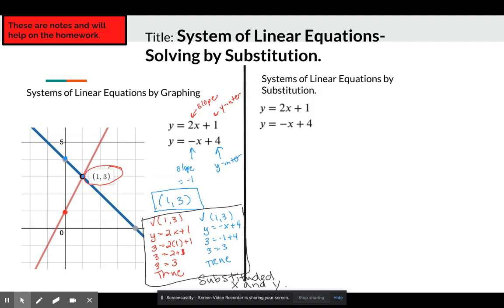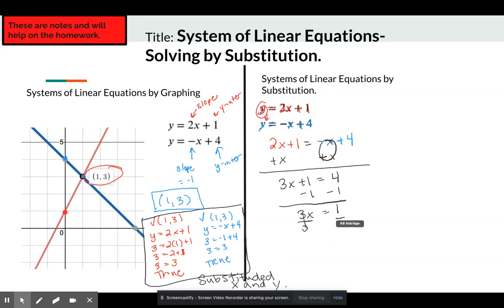But let's substitute. We have y is equal to 2x plus 1. We're going to substitute this y into there. So that y equals 2x plus 1, and that equals our other y, which is -x plus 4. All right, so now we just solve like normal. We solve like we've been doing this whole school year. So you're going to add x to both sides. I get 3x plus 1 equals 4. Minus 1, minus 1. I get 3x equals 3. Divide by 3, x equals 1.